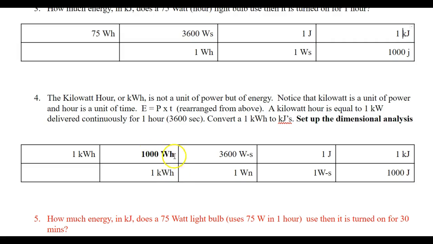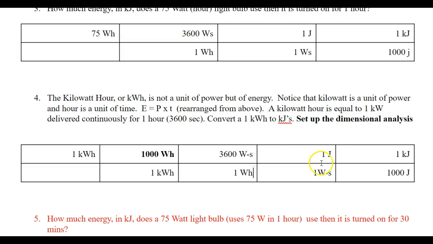So there's 1,000 watt hours in there. I want to get rid of the watt hour. Okay, so what's 1 watt hour? 1 watt hour is equal to 3,600 watt seconds. How many joules are in 1 watt second? Well, there's 1 joule in 1 watt second.